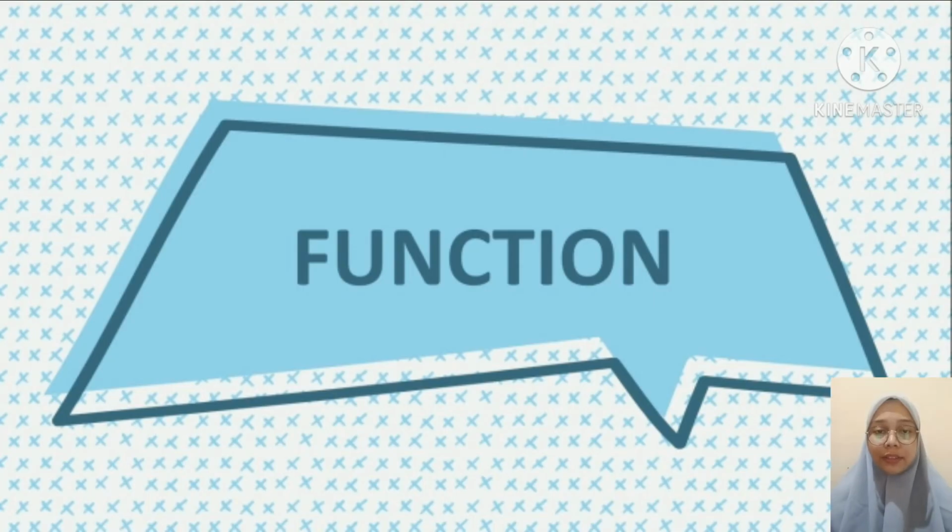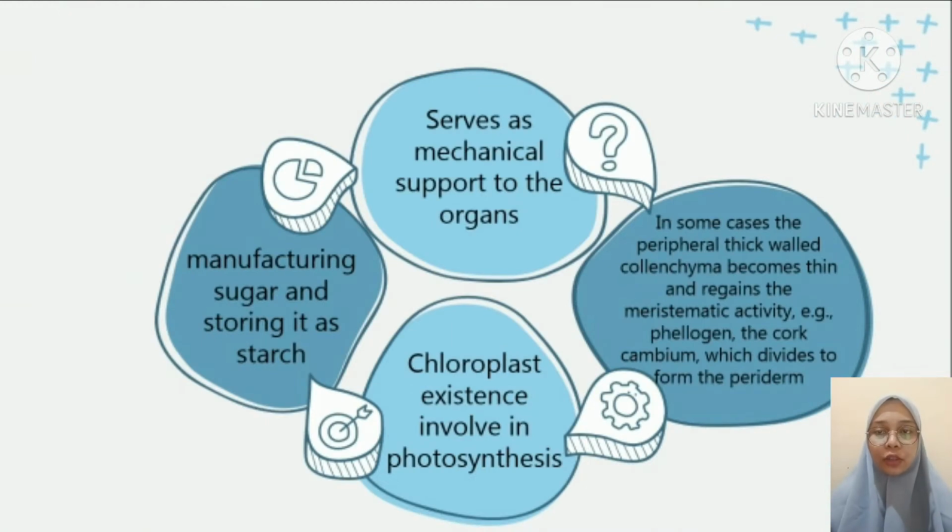And then what is the function of collenchyma? First, it serves as mechanical support to the organs. Second, in some cases, the peripheral thick-walled collenchyma becomes thin and regains the meristematic activity, for example phellogen, the cork cambium, which divides to form the periderm. Third, chloroplast existence is involved in photosynthesis. And last, manufacturing sugar and storing it as starch.